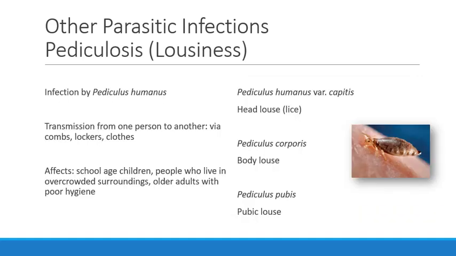Pediculosis or lousiness. This is an infection by the pediculosis humanus. Transmission from one person to the other is via combs, lockers, and clothes. Okay, we're talking about lice here, right? Usually that thing that gets spread around elementary schools. It affects school-age children, people who live in overcrowded surroundings, and older adults with poor hygiene. There can be head lice, body lice, and pubic lice.